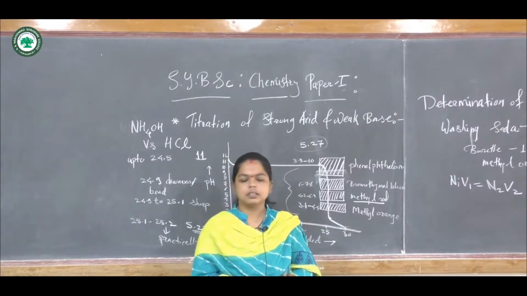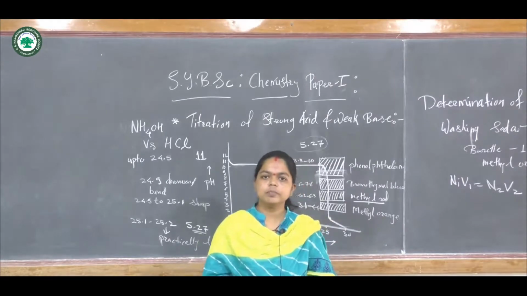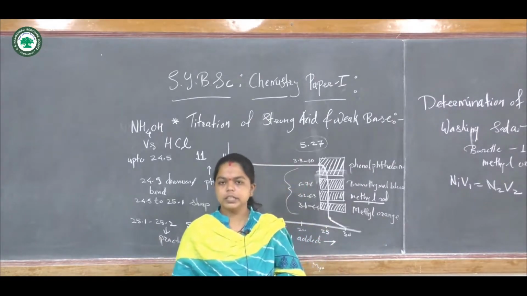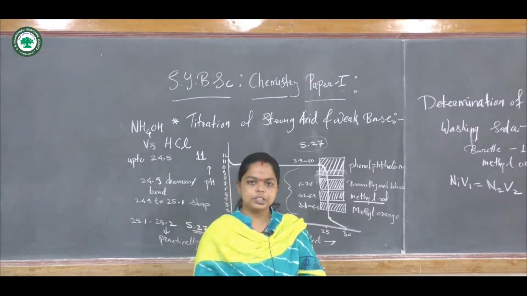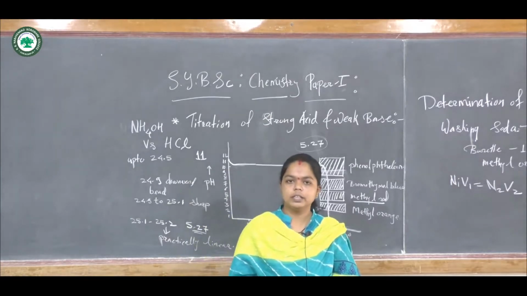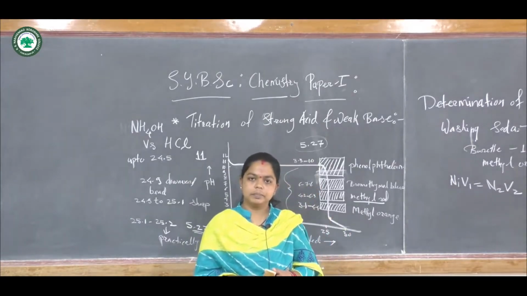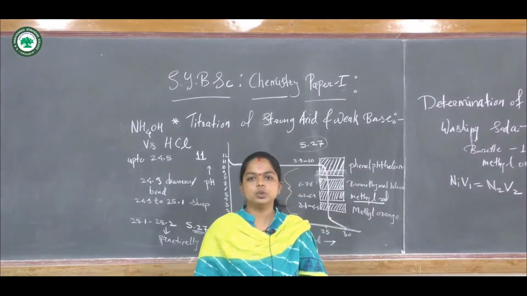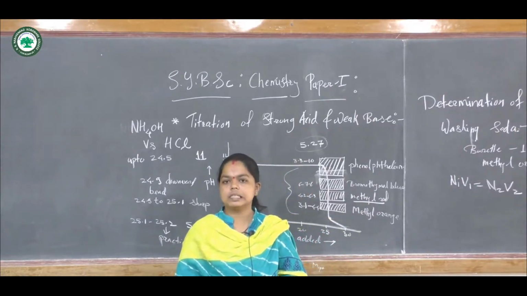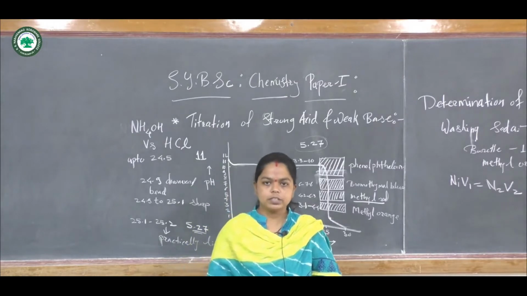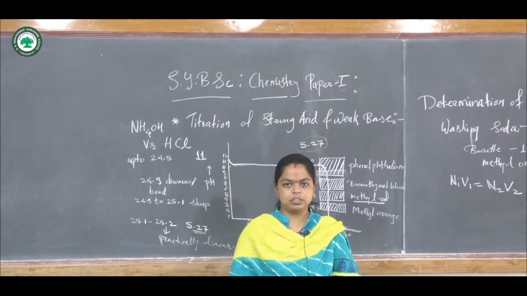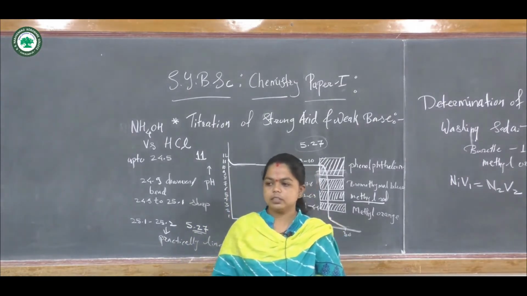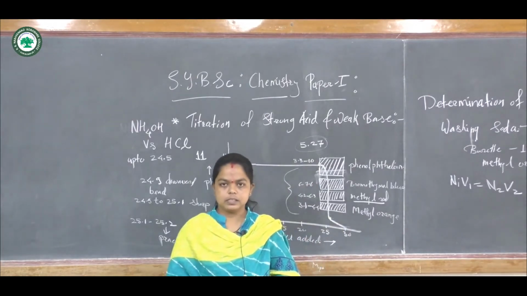Up to this point we have mostly studied the titration curve, the indicator which is used for the titration, and the value of the pH at the equivalence point. Then the remaining two titrations are complexometric titrations and precipitation titration. So these two titrations we will study in the next lecture.